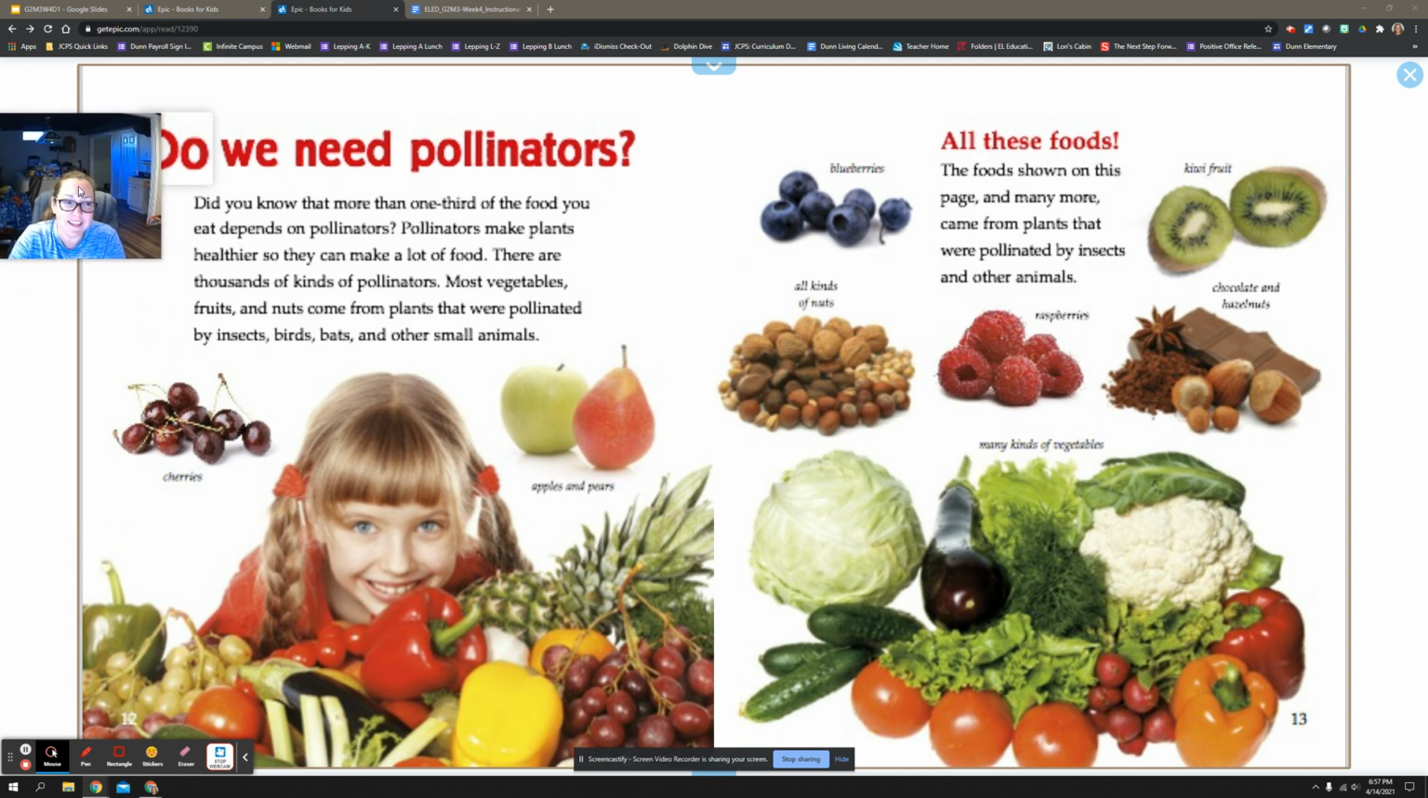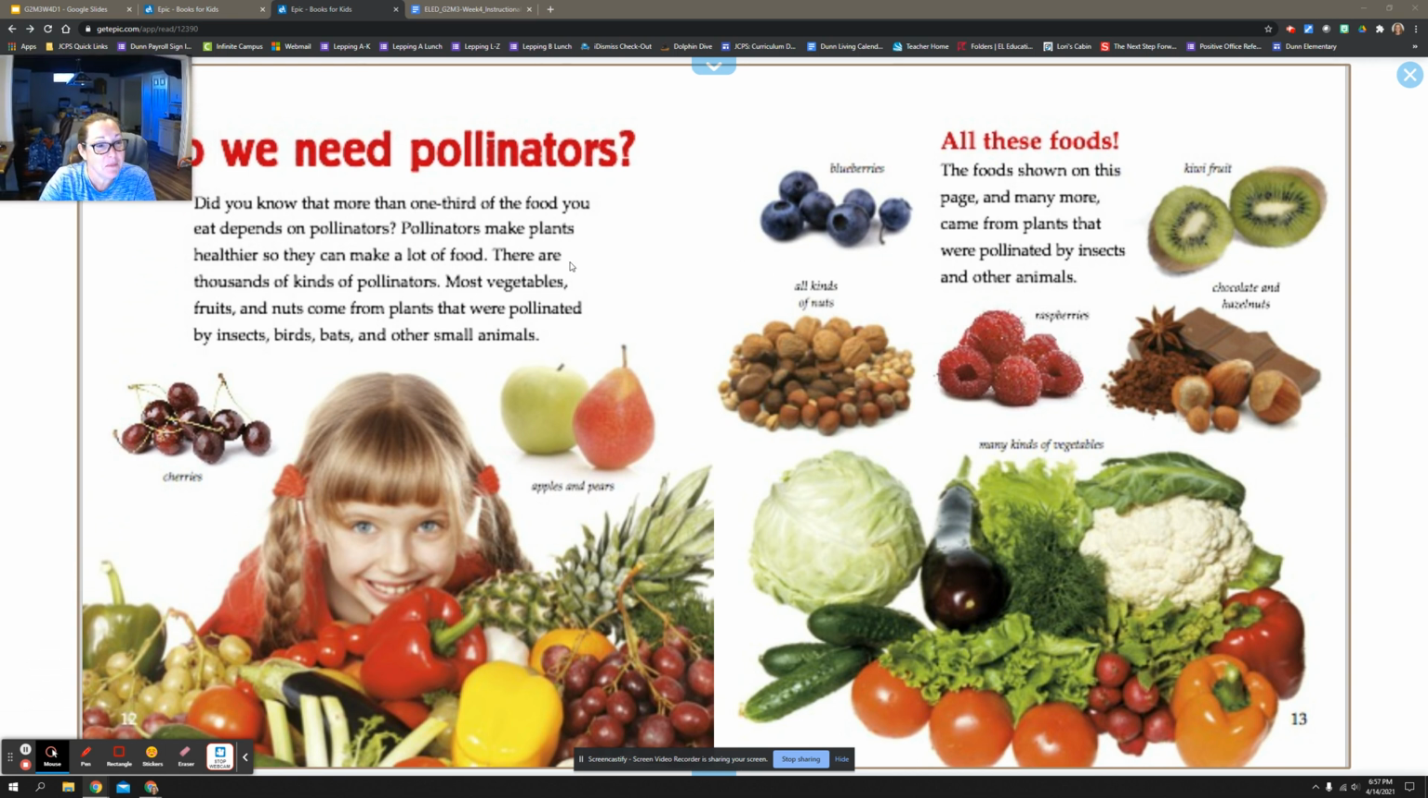Do we need pollinators? Did you know that more than 1/3 of the food you eat depends on pollinators? Pollinators make plants healthier so they can make a lot of food. There are thousands of kinds of pollinators. Most vegetables, fruits, and nuts come from plants that were pollinated by insects, birds, bats, and other small animals. All these foods.